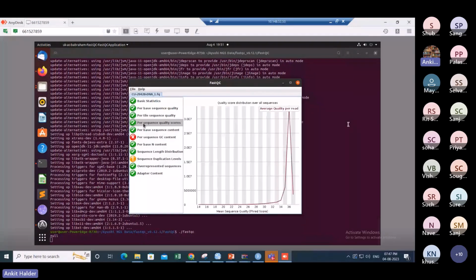Above average quality should be Q30. As I mentioned, there are some parameters that we need to look at before understanding whether we can take it for further analysis. Then there is your per base sequence content.